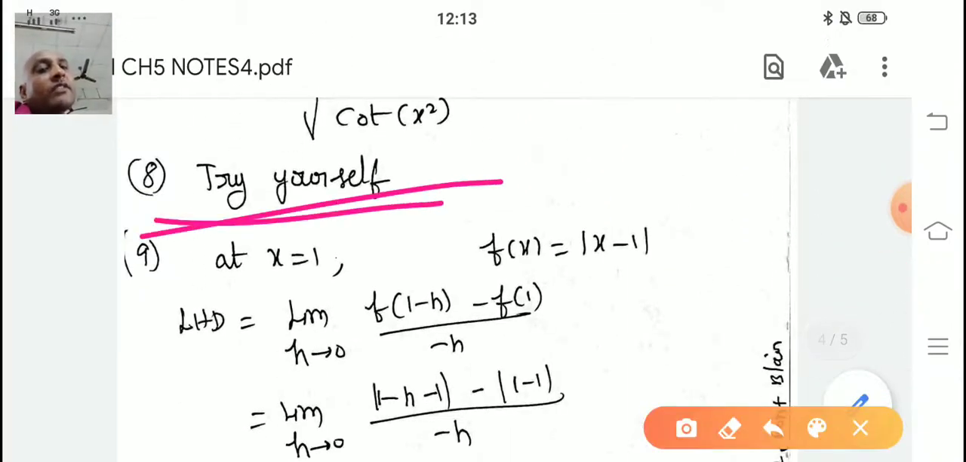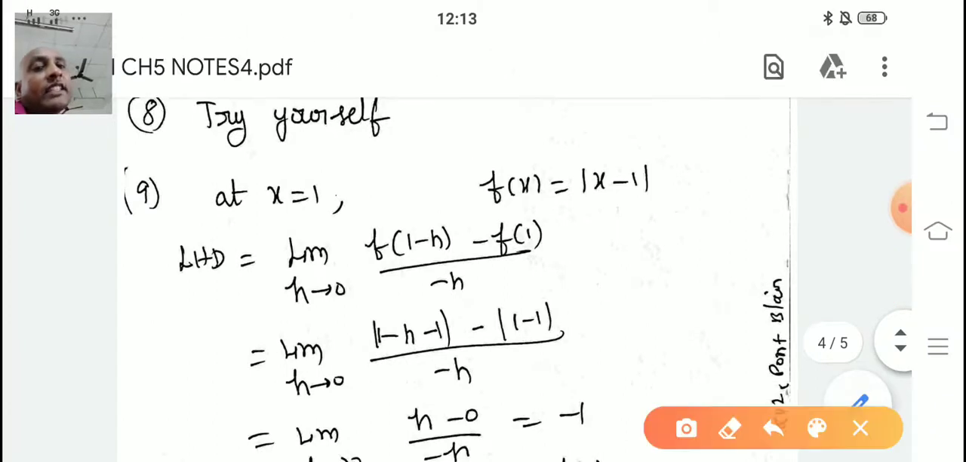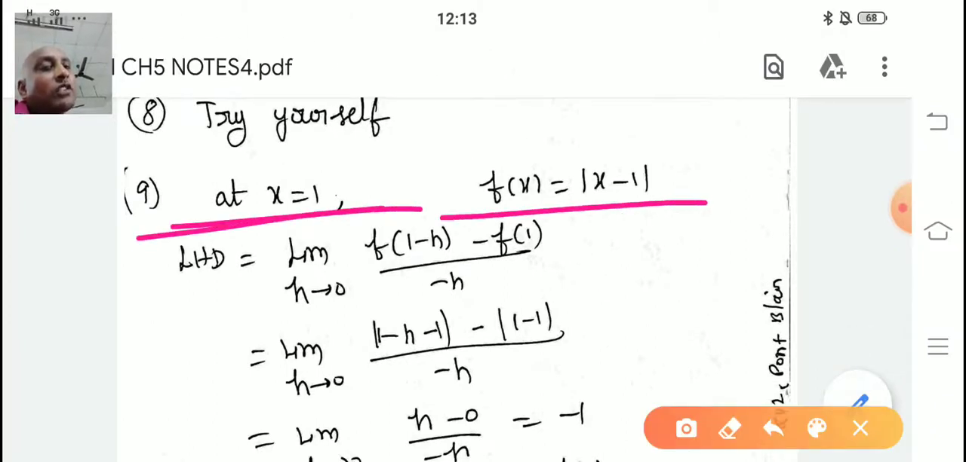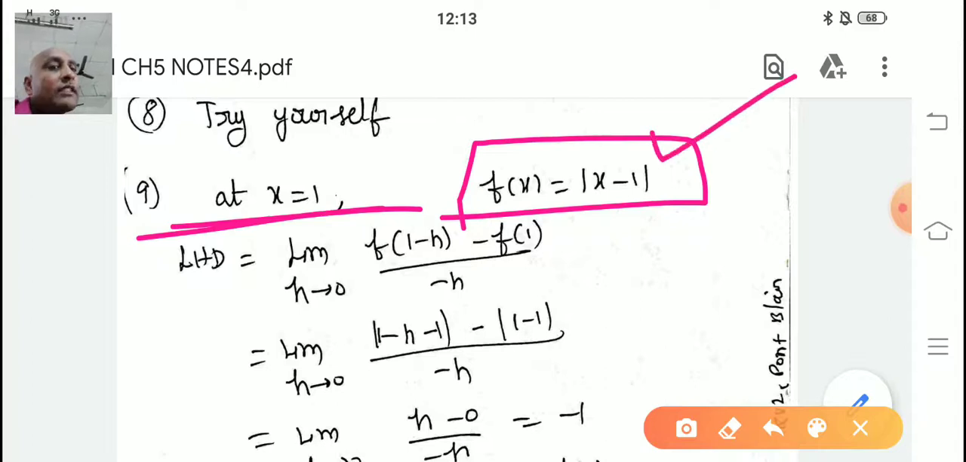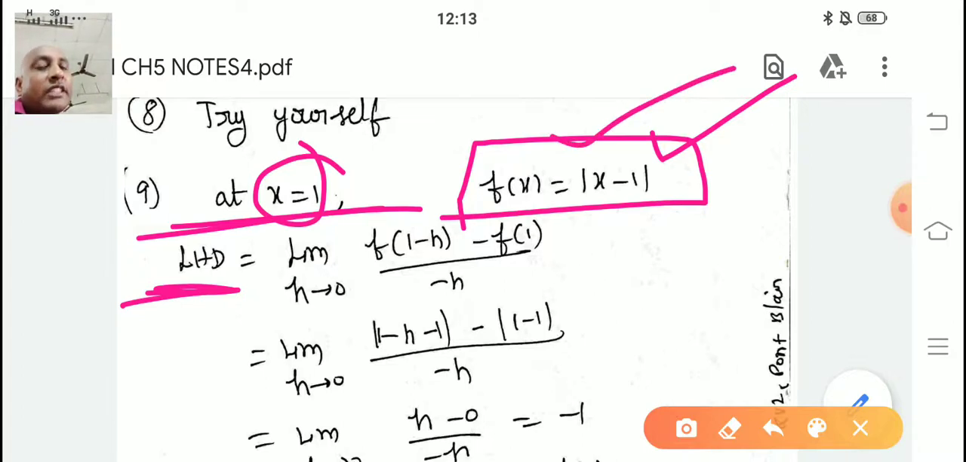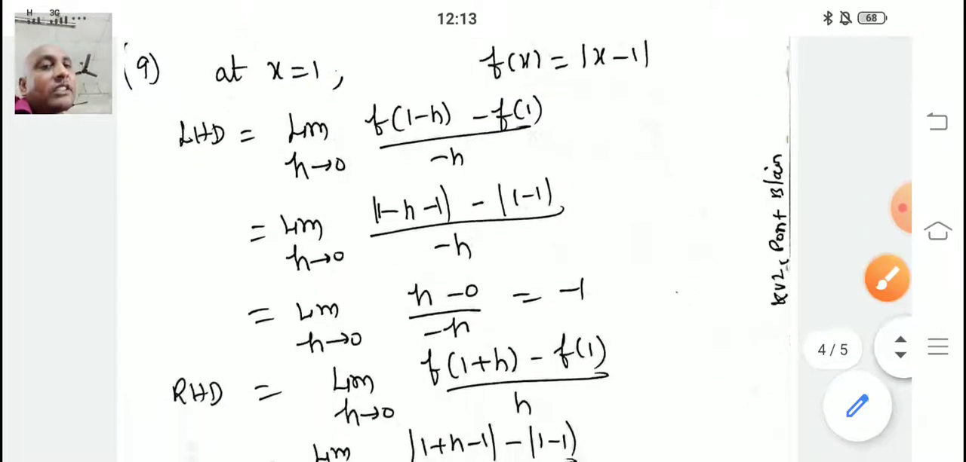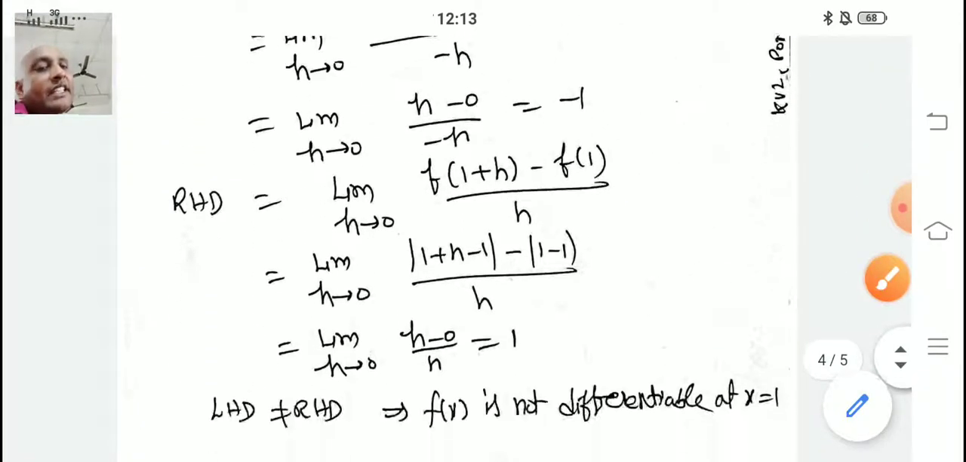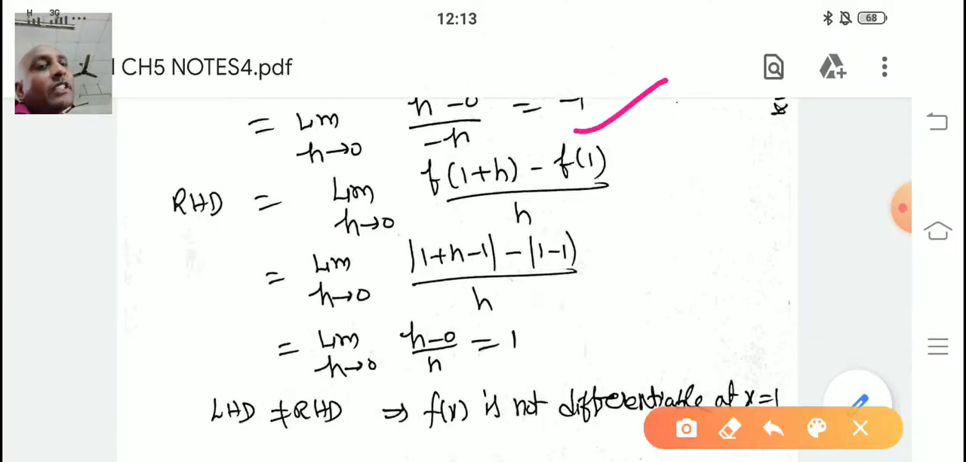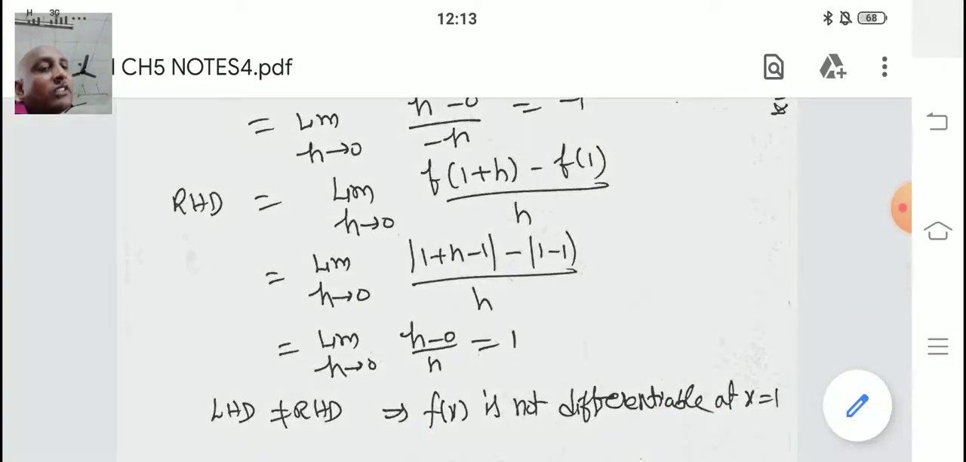8th question, try yourself. 9th question was explained in the previous session: at x equal to 1, how to find the derivative of f of x equal to mod x minus 1? Is it differentiable or not? They are asking us to prove mod x minus 1 is not differentiable at x equal to 1. Let us find the left hand derivative, because the modulus function is continuous everywhere, so we have to check differentiability only. Write down the left hand derivative formula, just simplify it, and you get the answer. The formula is very important. Similarly, do the right hand derivative also. The left hand derivative will be minus 1 and the right hand derivative will be plus 1. Once they are not equal, it is not differentiable at x equal to 1.